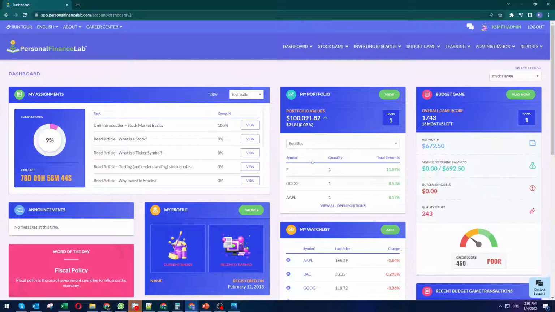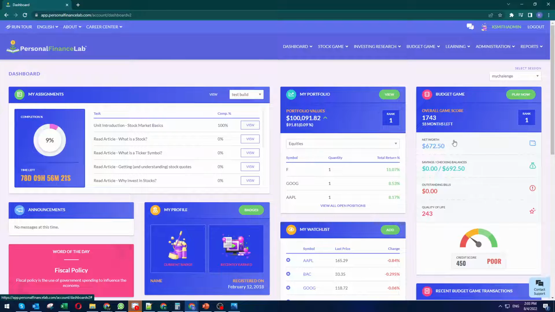Next, I see my portfolio. If your class is using the stock game, your students will see their portfolio value, what they're currently holding, and what their class rank is in their stock game as well. Next up, I have my stats for my budgeting game. Our budgeting game is a realistic simulation for students to learn how to manage a cash budget over the course of a simulated year.